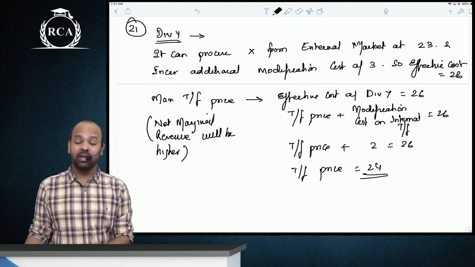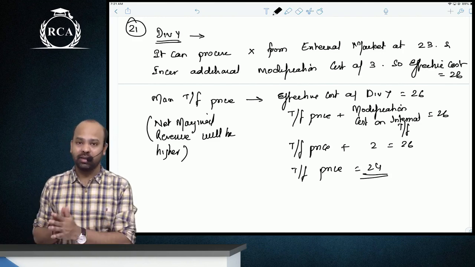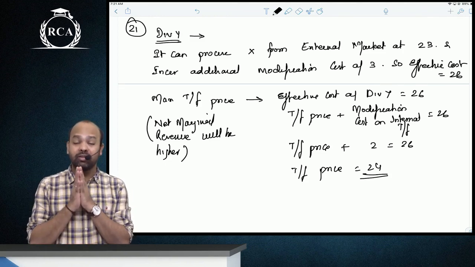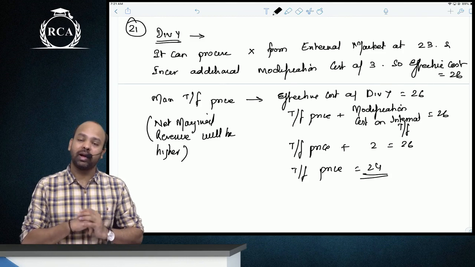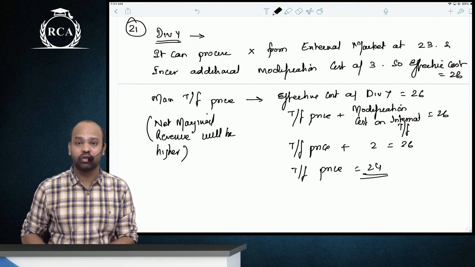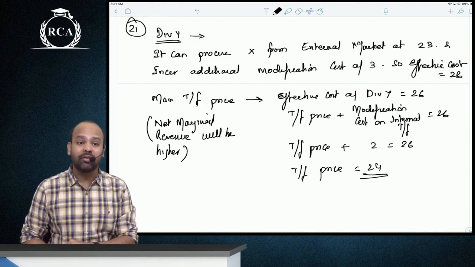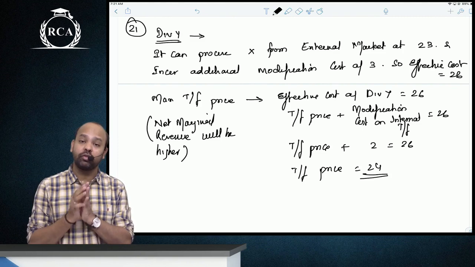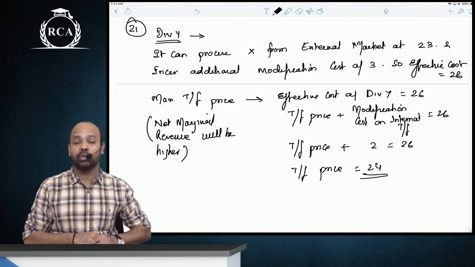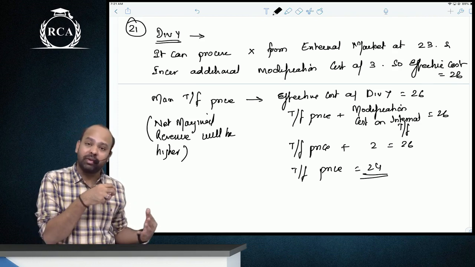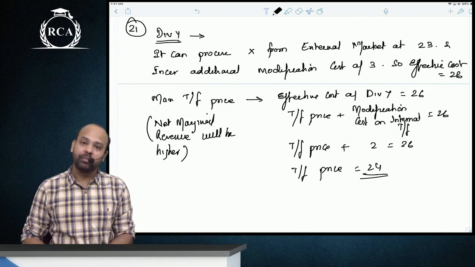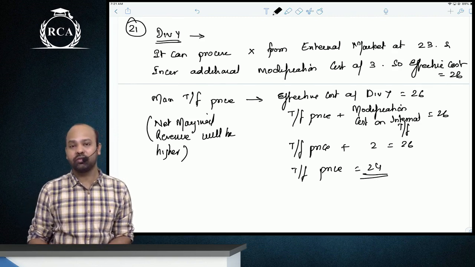I repeat, guys, division Y can procure component X from the external market at 23 rupees. Correct? Once they procure this component from the external market at 23 rupees, they will have to incur an additional modification cost of 3 rupees on it, which will increase their total cost of procurement to 26 rupees. In case they procure it from division X, they will have to incur a modification cost of 2 rupees.